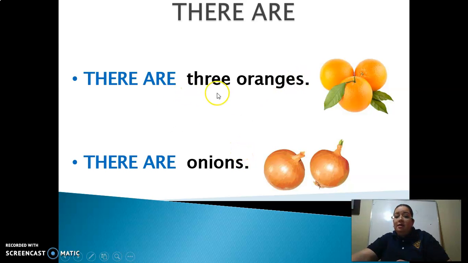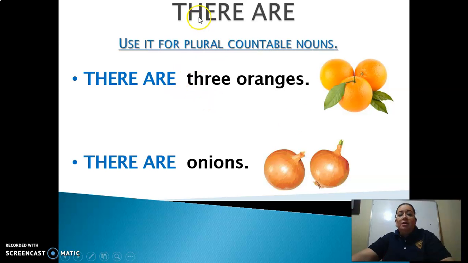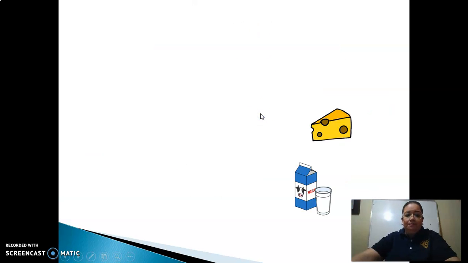However, even though I use the number, don't forget to write the plural form of the nouns, okay? And this is in the affirmative form, all right? We use it, as you guessed, yes, that's correct, for plural countable nouns, okay? Oranges, apples, bananas, cucumbers, avocados, tomatoes, grapes, etc. So let's continue.